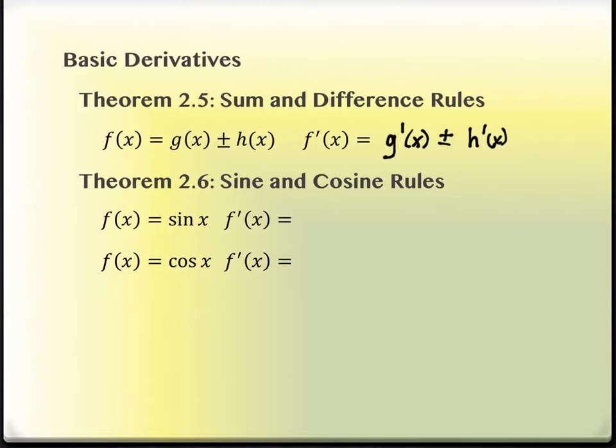And then our last two, I'm going to throw one more in a minute here, but the last two that are specifically identified in your book are sin x and cosine x. And they have this very cyclic nature. So the derivative of sine of x is cosine of x. And the derivative of cosine of x is negative sine of x.